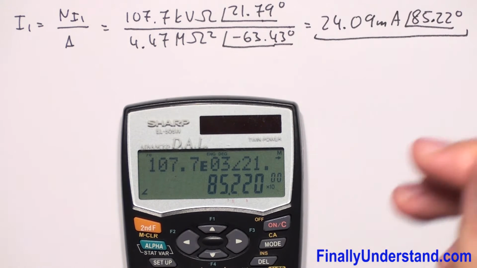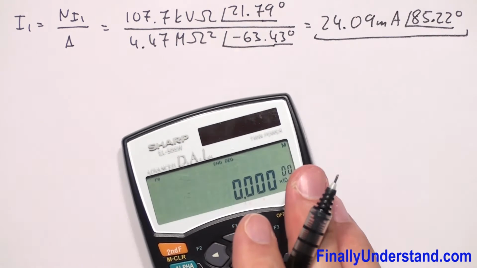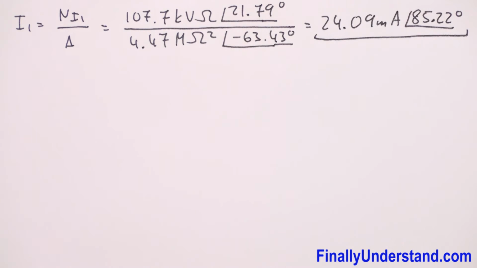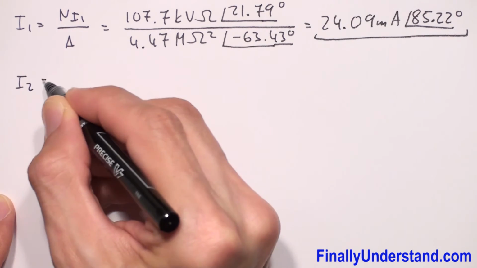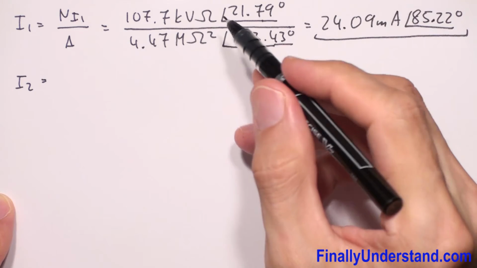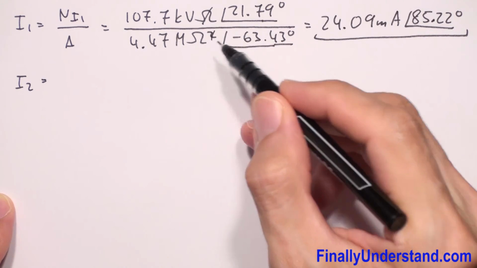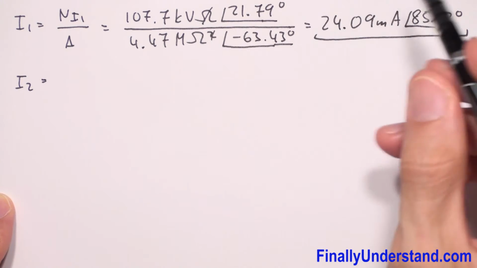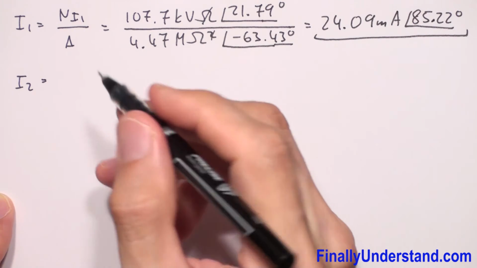Okay, so this is my current I1. Next, I'm supposed to find I2. Someone is going to say we can also cancel out ohm with the square, so volt over ohm is equal to amp. Okay, so everything we've done so far is correct.